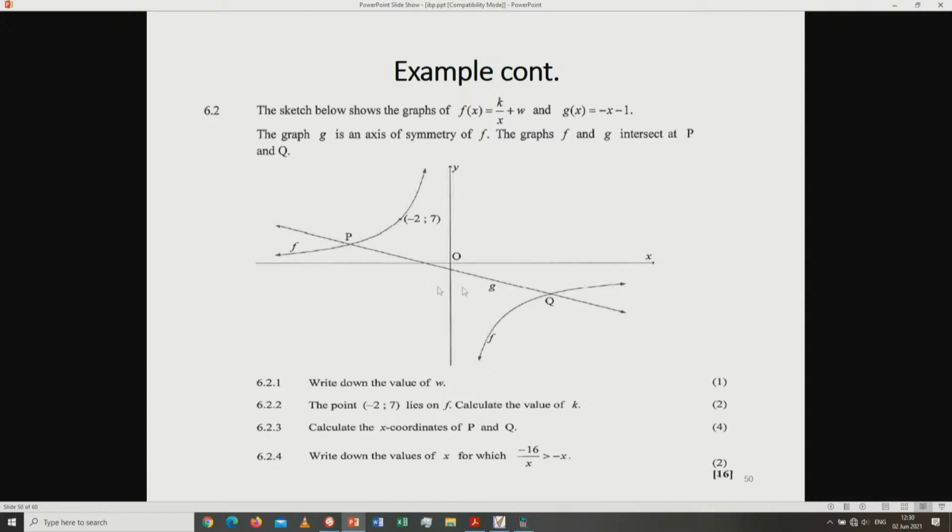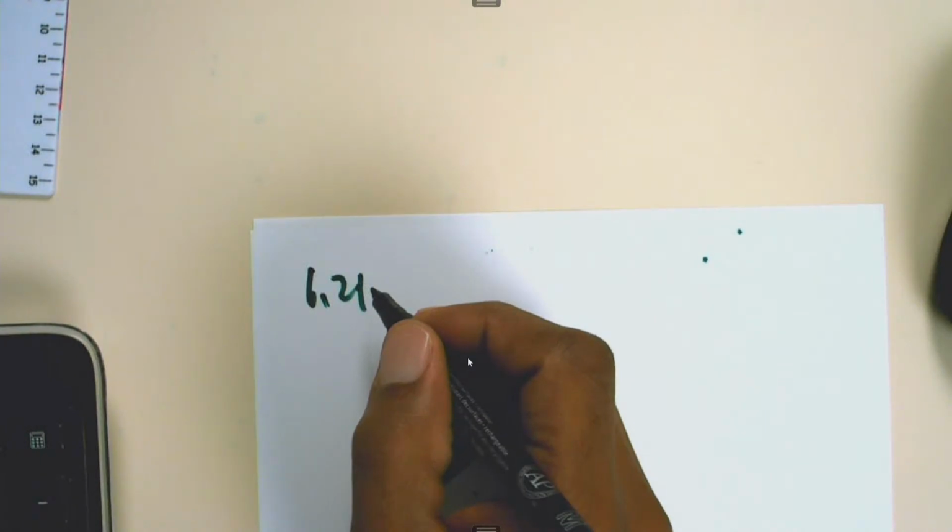Let's check. We did simultaneous equations. Now, if the two graphs intersect each other, at this point they are equal. Most of the time we say we equate the two and then we solve them simultaneously. Okay, the graph of f, this is the one that I spoke about. Right, the first question says, write down the value of q. What is q? That is 6.2.1. Here it is w, it is our q.